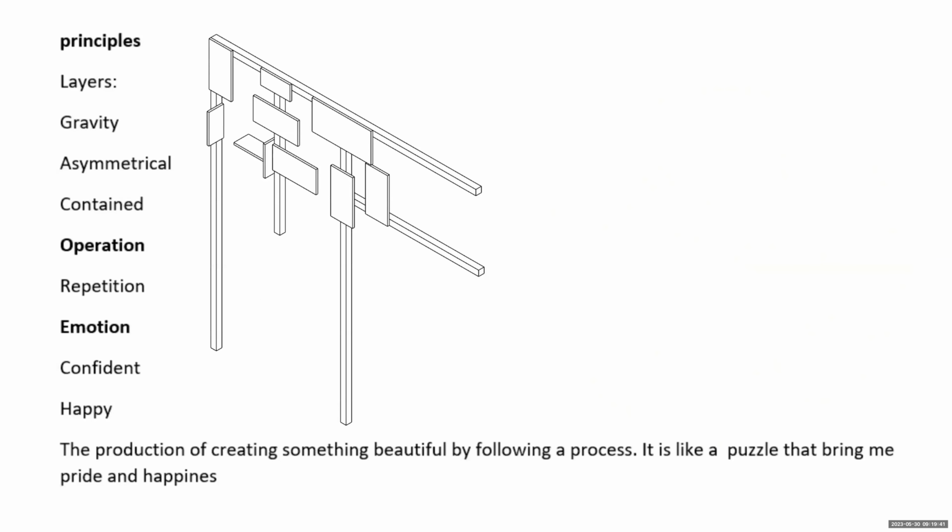So as the descriptions, these are the principles. The layers which I picked were layers of gravity, asymmetrical, contained, operation, representation, emotion, confident, and happy. The production of creating something beautiful by following a process is like a puzzle that brings me pride and happiness. Yes, it was like a feeling. I felt like I was putting my emotions together when putting my model together because I was feeling all these emotions while I was designing this model.